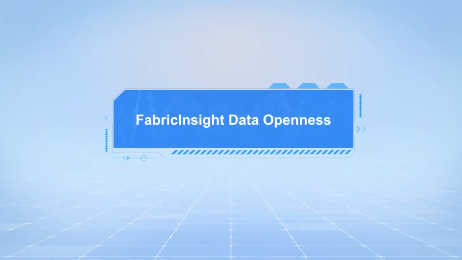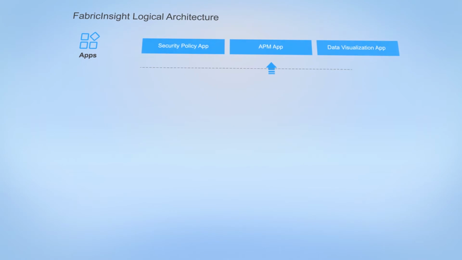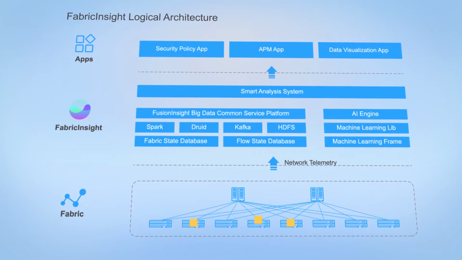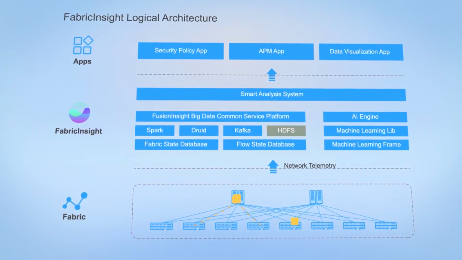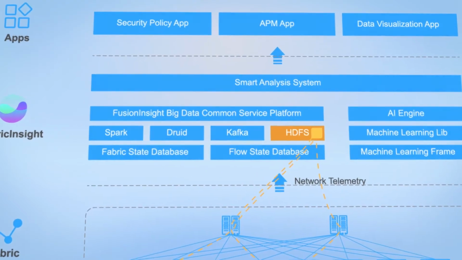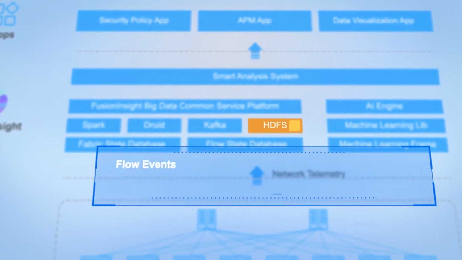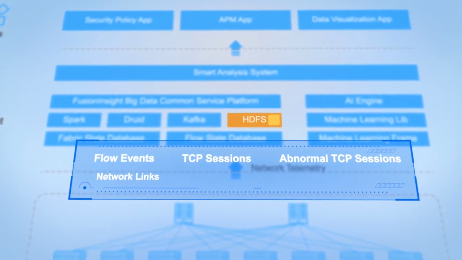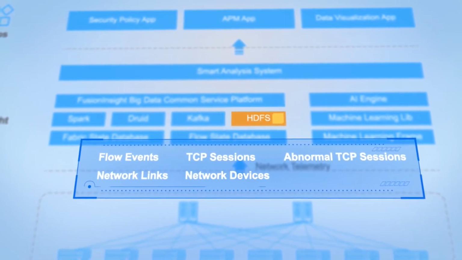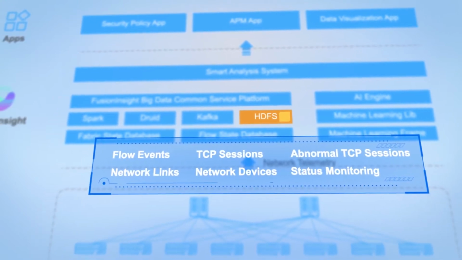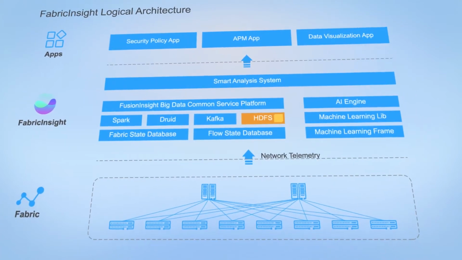FabricInsight Data Openness. As well as collecting and processing data to analyze and then display, FabricInsight is very open, allowing interconnection with third-party data visualization applications. FabricInsight provides numerous types of data tables. Data tables stored in the HDFS cover flow events, TCP sessions, abnormal TCP sessions, network links, network devices, and status monitoring. Such various data tables help users understand the data center network from multiple aspects.